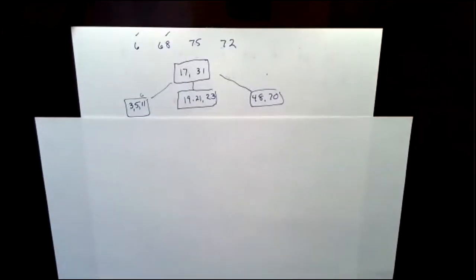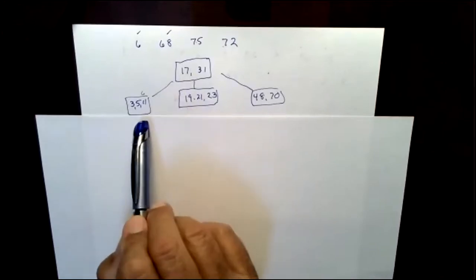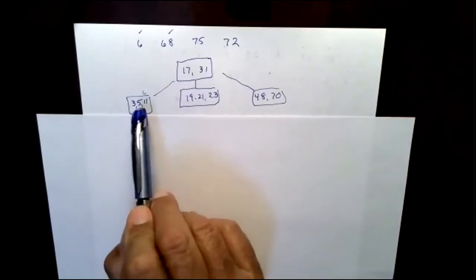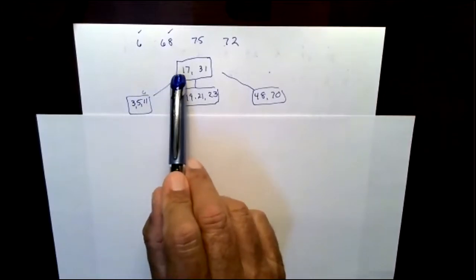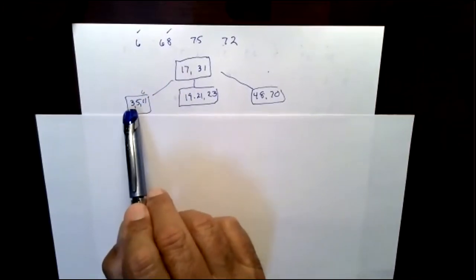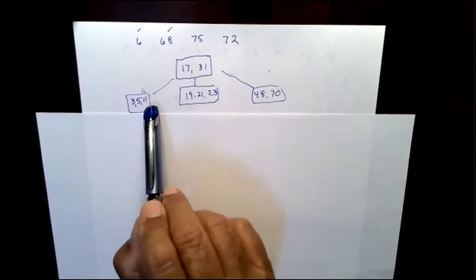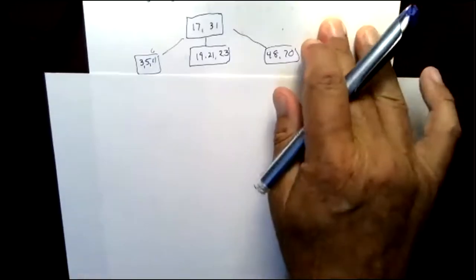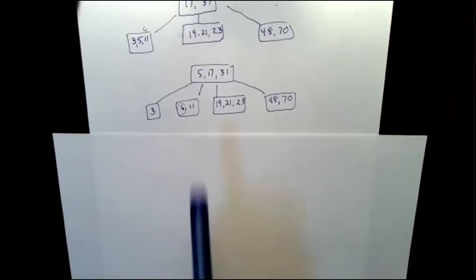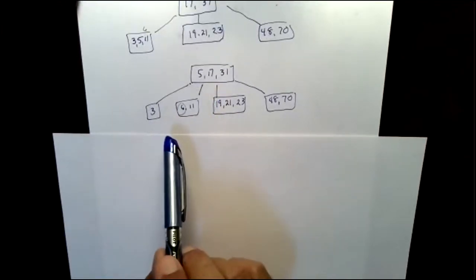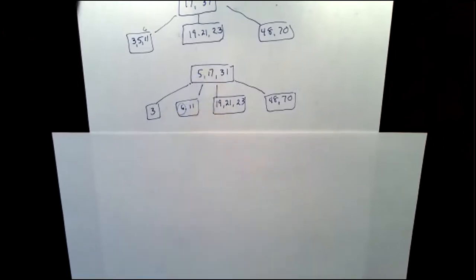Next number I want to insert is a 6. A 6 is going to go in this node. It's full, so I'm going to send the 5 up, and I can. And then to the left of 5 will be the 3. To the right of 5 will be 6 and 11. To the left of 5 was the 3. To the right of the 5 was 6 and 11.